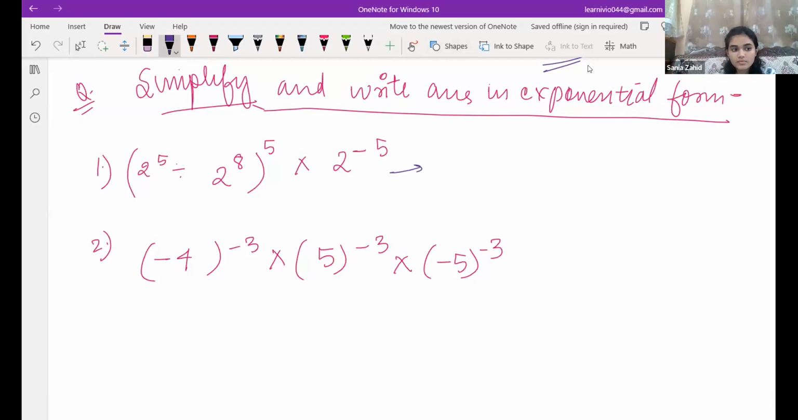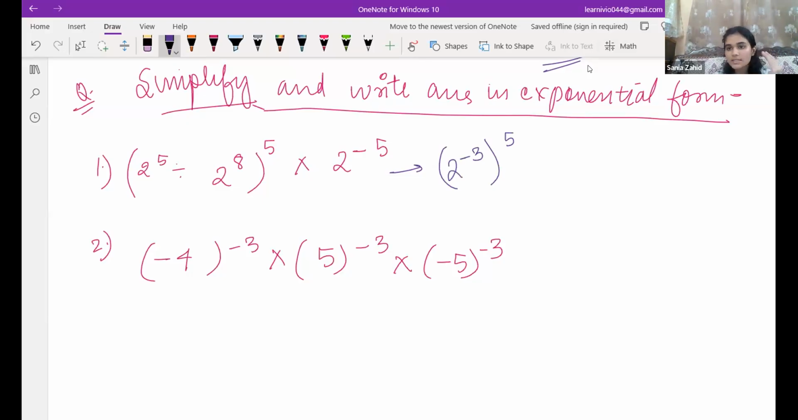Ma'am, for the bracket one, we'll first start with the bracket. So the bases are same, so we'll subtract the powers. 2 to the power 5 minus 8 becomes 2 to the power minus 3. There's a power 5 outside the bracket, so we have to multiply minus 3 into 5.